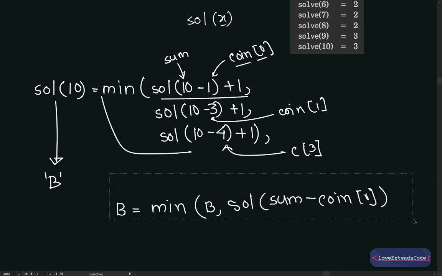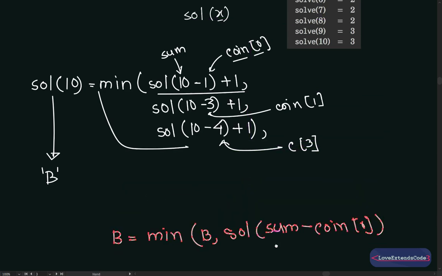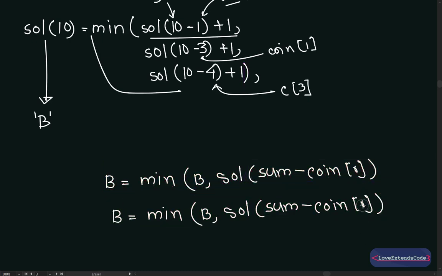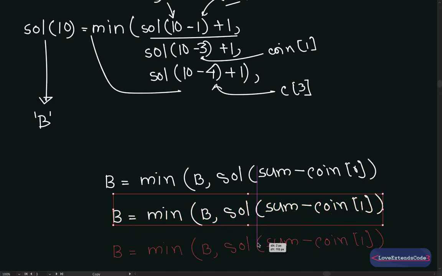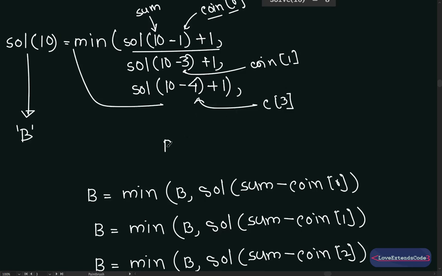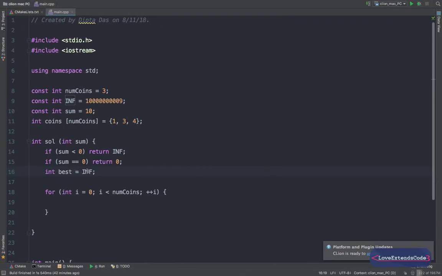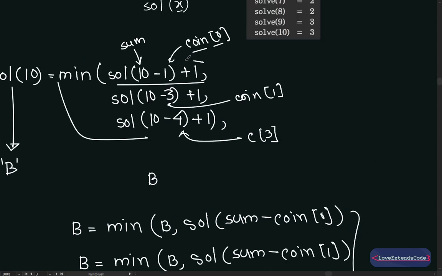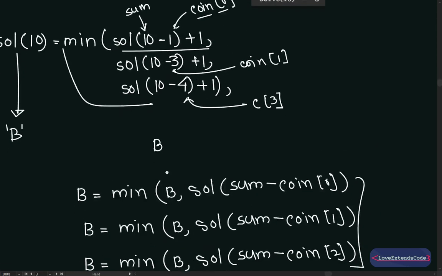Then I'll just repeat this same line once again, and this time I'll just say coin of 1 instead. So it's going to be coin of 1, and let's repeat this line once again, and in this case it will be coin of 2. Now initially best was instantiated with infinity. Infinity was assigned to the variable best, and therefore we can say after execution of these 3 lines, the minimum of these 3 variables will be stored inside best.